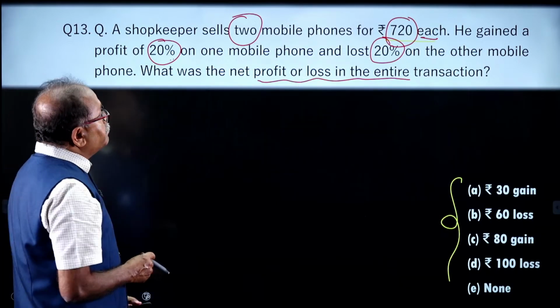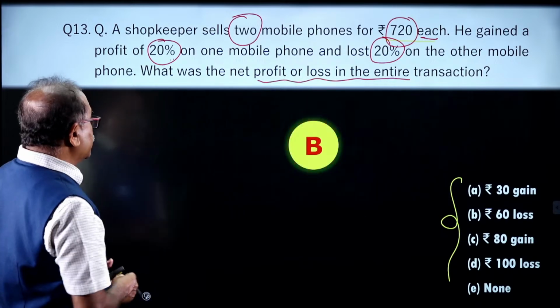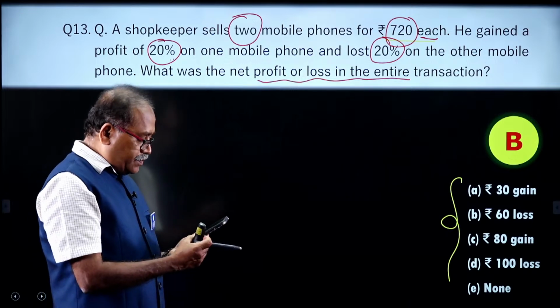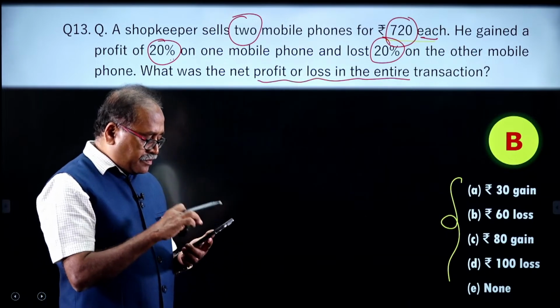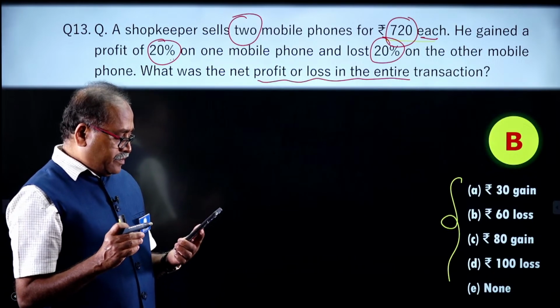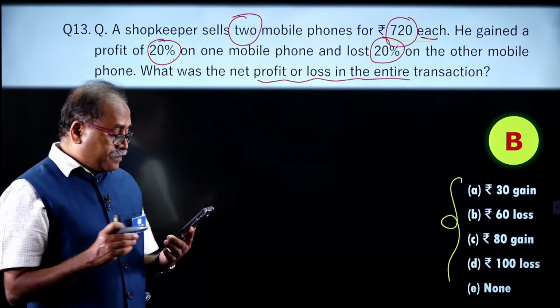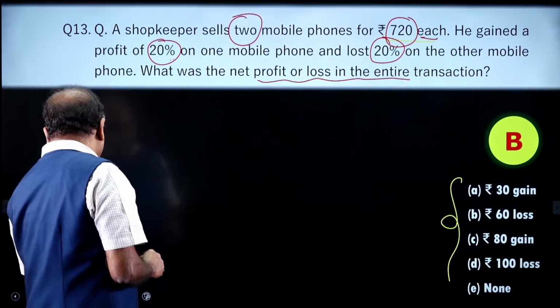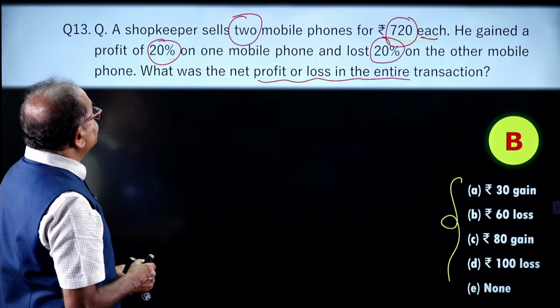Friends, the time is up, and let's check the answer. Option choice B. Anyone answer the question? Okay. Allow me to explain this.